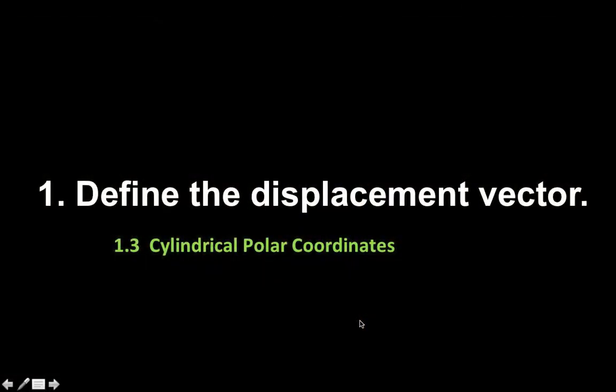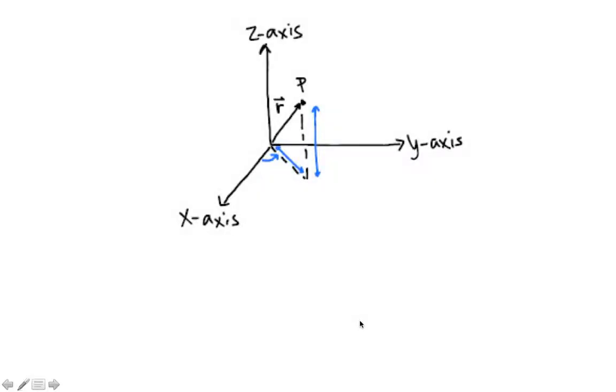There are still two more coordinate systems that we need to discuss: cylindrical polar coordinates and spherical polar coordinates. Both of these 3D systems are based on the 2D polar coordinates. Let's go ahead and define the displacement vector in cylindrical polar coordinates. In cylindrical polar coordinates, we're going to define the point P by 3 coordinates. The first coordinate is the radial distance along the x and y axis. The second is the azimuthal angle from the x-axis, and the third is the coordinate along the z-axis.